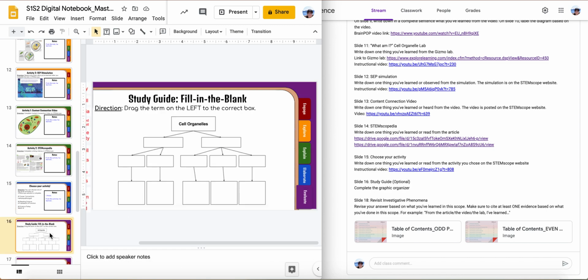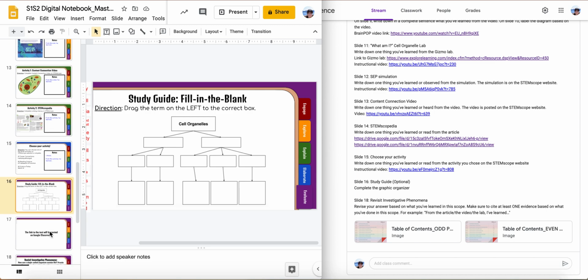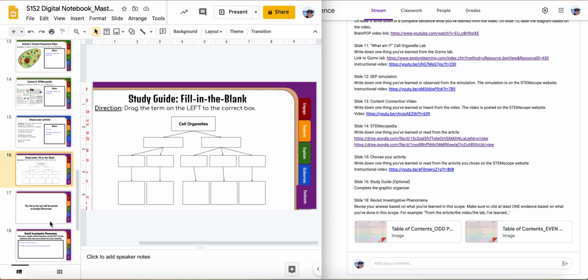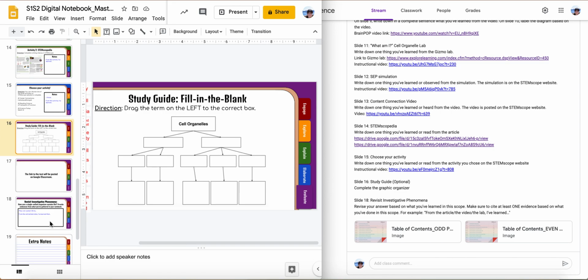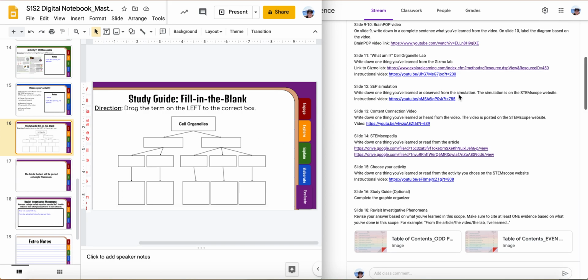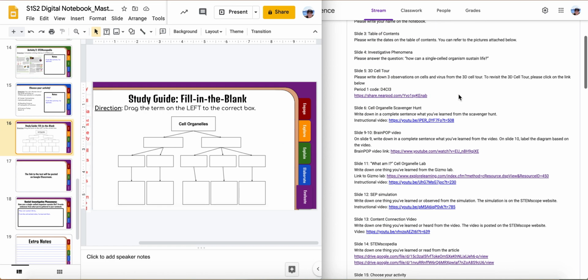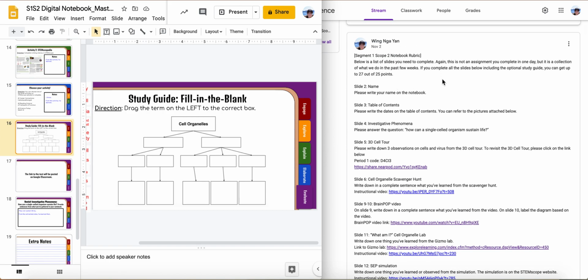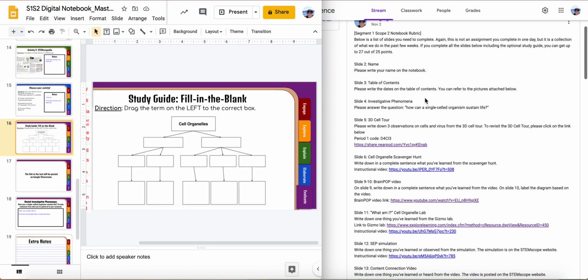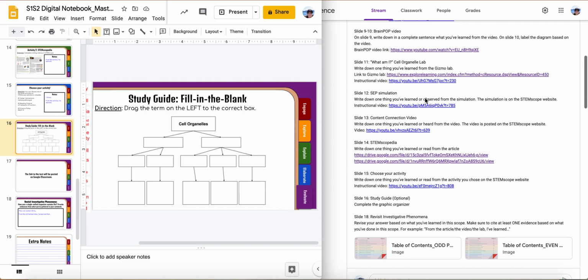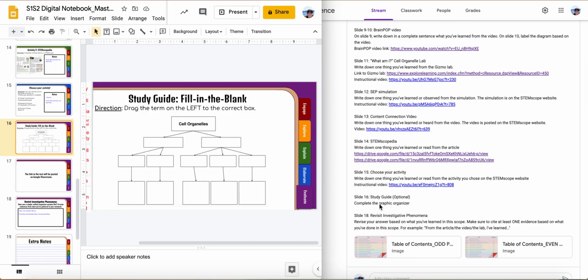Slide 16, this is the optional slide, but completing this slide will give you 2 extra points for extra credit. Your notebook is worth 25 points, but if you complete all the slides, including the study guide, that would get you 27 out of 25 points. Or that would give you a cushion in case you have something missing on another slide. You can review the week 3 day 2 video if you want to take a look at the study guide again.